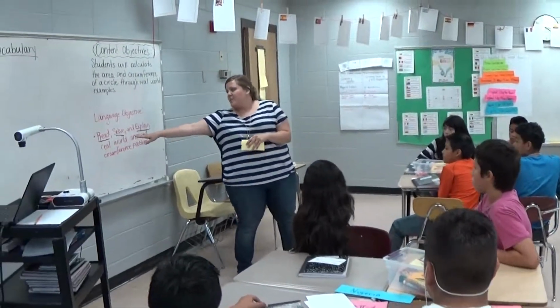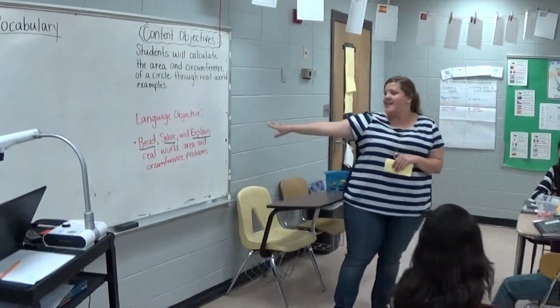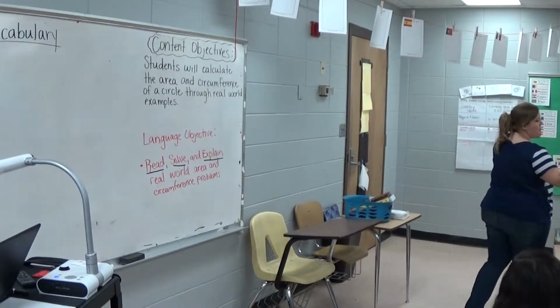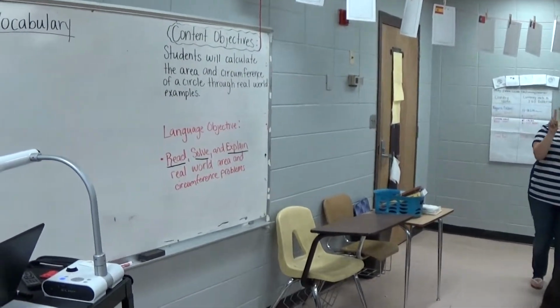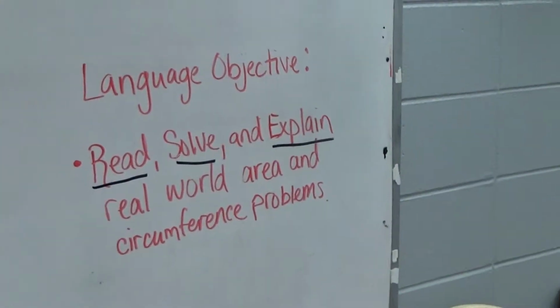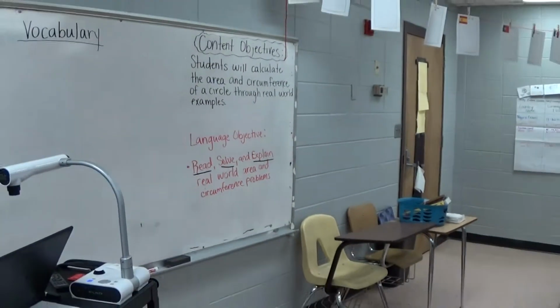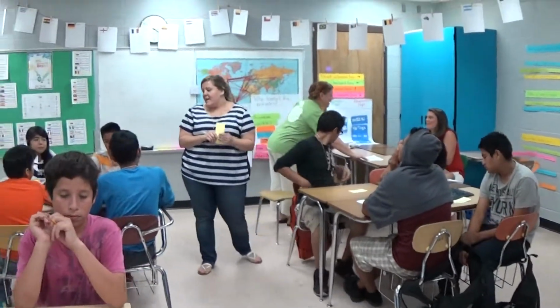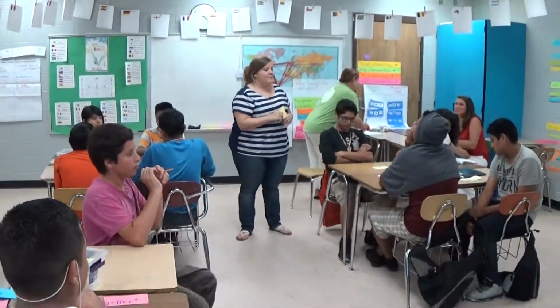Everybody read that with me. Read, solve, and explain. That's 3 steps you need to be able to accomplish today before you leave us. So you're going to be reading, solving, doing some math, and explaining your answer in real-world area and circumference problems. But before we get started, we want to do a little review. This is something you probably had in math already, but we want to review some of the vocabulary that we're going to be talking about today.